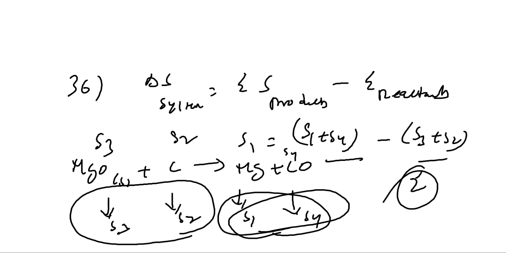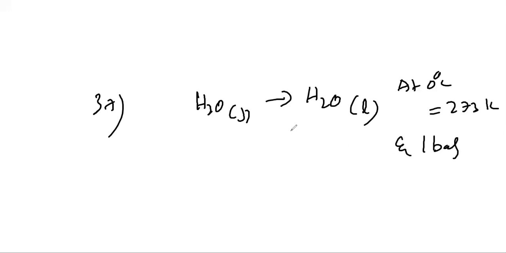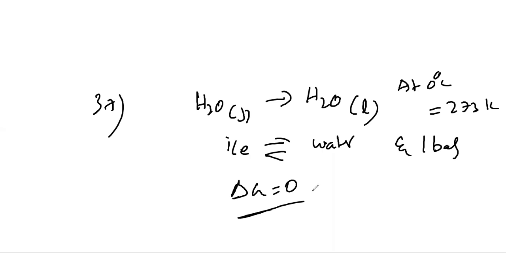Next, question number 37, students. The value for that is delta S. H2O solid and H2O liquid, when solid is in equilibrium with liquid at 0 degrees Celsius. 0 degrees Celsius means 273 Kelvin, and at 1 bar both ice and water are in equilibrium. Equilibrium condition means delta G value is equal to 0; Gibbs free energy is equal to 0. So which option, students? Option number 1 is correct.